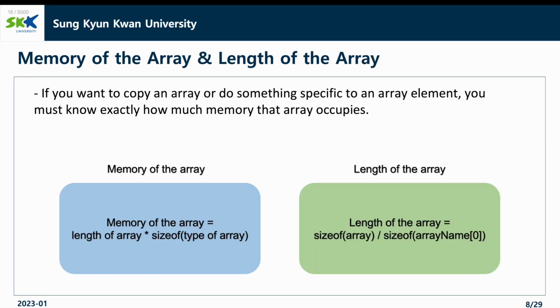If you want to copy an array or do something specific to an array element, you must know exactly how much memory that array occupies. Therefore, this time, we will learn how to find the size of the memory occupied by the array and the length of the array. First, the size of the memory occupied by the array can be obtained by multiplying the length of the array by the size of the data type of the array. Conversely, the length of the array can be obtained by dividing the size of the array by the size of the data type of the array.